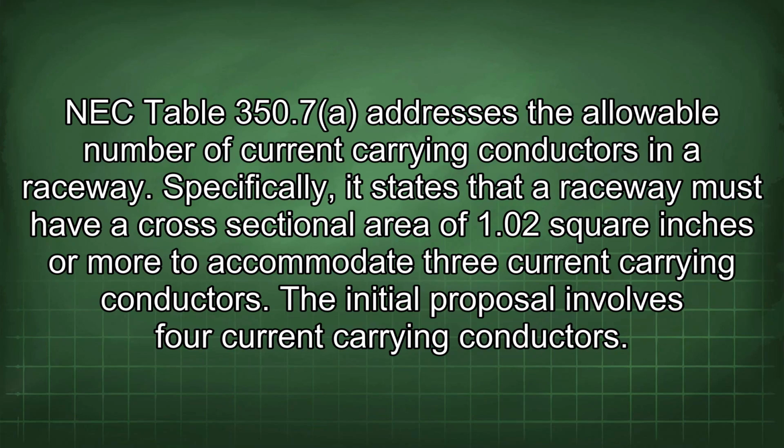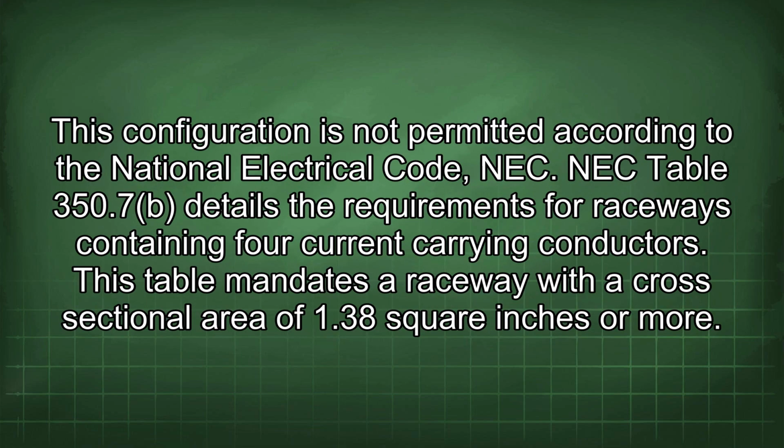NEC Table 350.7 addresses the allowable number of current-carrying conductors in a raceway. Specifically, it states that a raceway must have a cross-sectional area of 1.2 square inches or more to accommodate 3 current-carrying conductors. The initial proposal involves 4 current-carrying conductors. This configuration is not permitted according to the National Electrical Code (NEC).